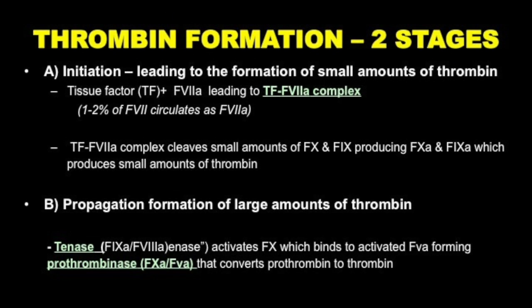In the initiation phase, we get the formation of small amounts of thrombin, whereby you have tissue factor and activated factor 7 forming the tissue factor complex, and this cleaves small amounts of factor 10 and factor 9 to form small amounts of thrombin. In the second stage, you have the propagation stage. In this stage, you have tenase, which activates factor 10 and activated factor 5 to form the prothrombinase.